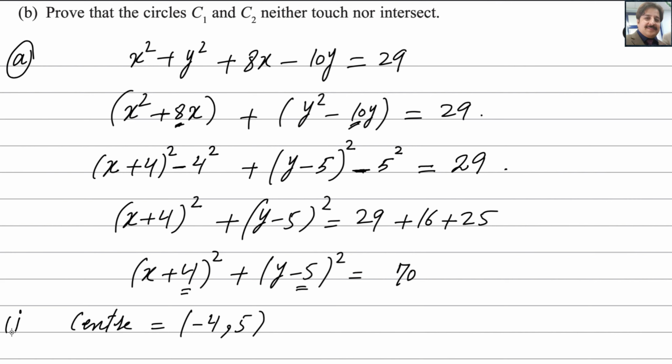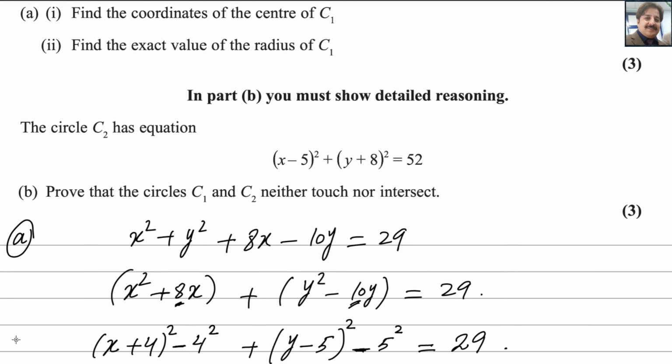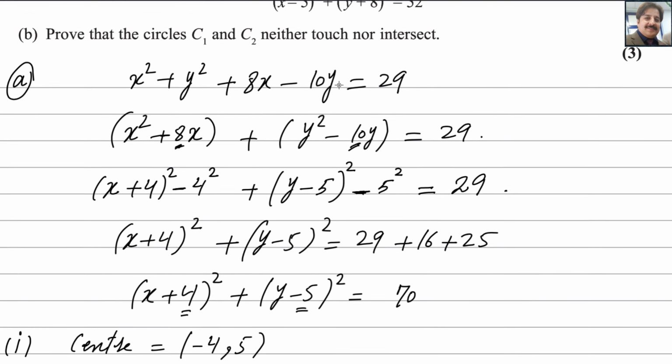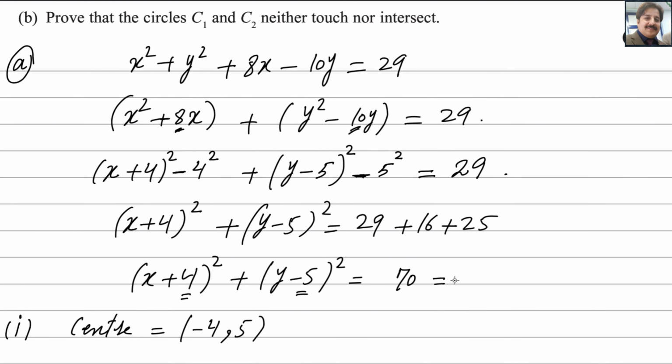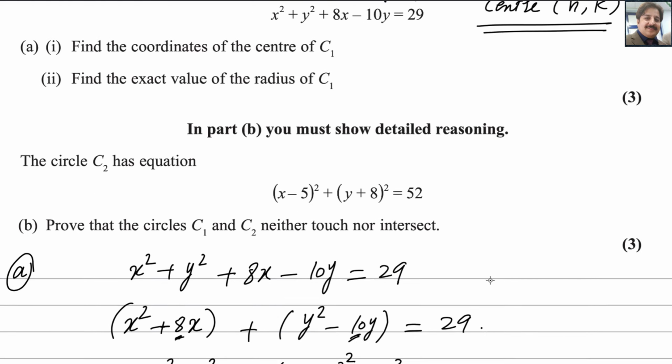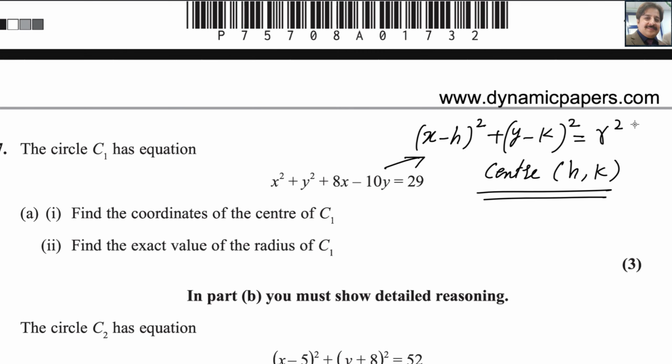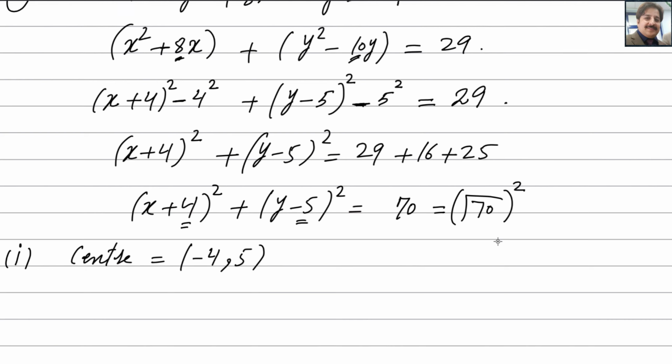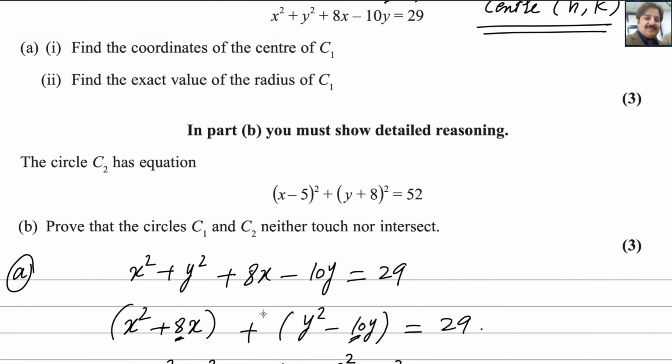First part is done. And find the exact value of the radius. This one is the radius. Actually, you can write as square of that. You can change 70 into square root of 70 whole square. And on the right side it is r square, so r will be equals to square root of 70. Radius will be equals to square root of 70. So first part is done for question number 7.